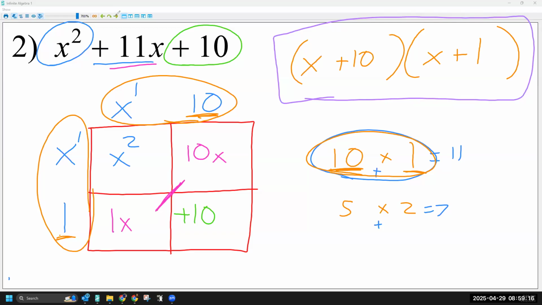So you can go ahead and get number 3 started. Might not be able to get all the way through it. Let's get started.